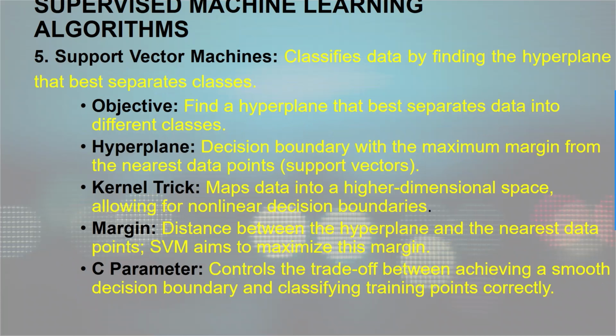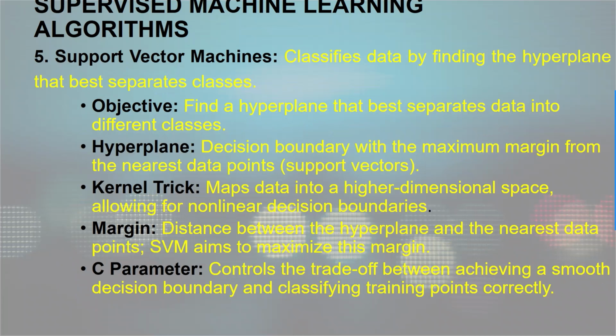Next, the fifth one is support vector machines. It classifies the data by finding the hyperplane that best separates the classes. The objective is to find a hyperplane that best separates data into different classes. Then we have the hyperplane, which is the decision boundary with the maximum margin from the nearest data points, which are the support vectors. Then we have the kernel trick, which maps data into a higher dimensional space, allowing for non-linear decision boundaries.